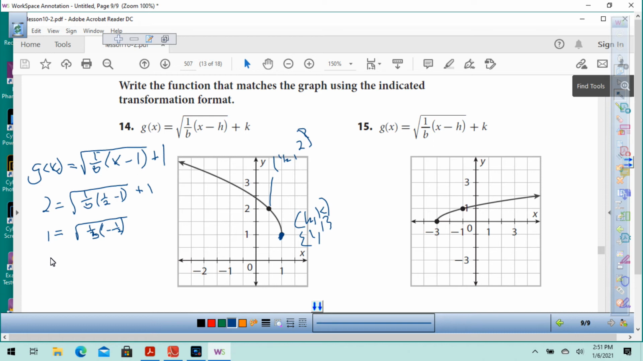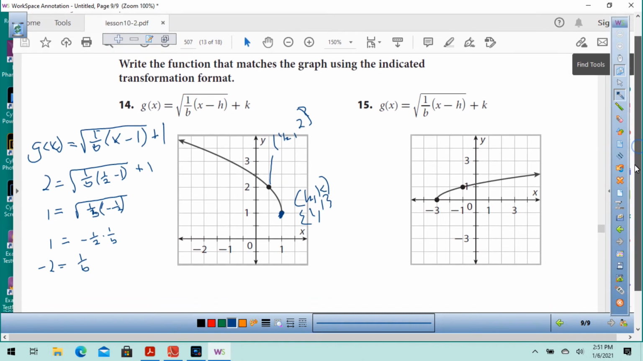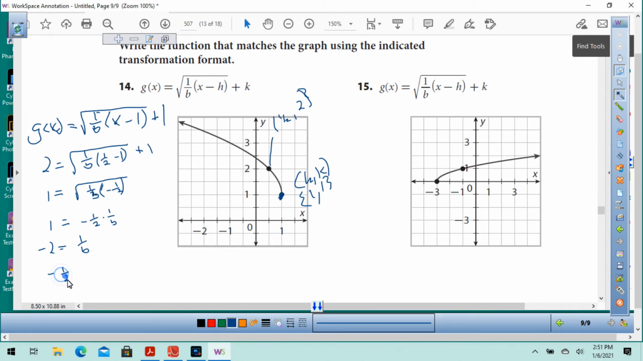We square both sides, we still get 1 equals, that's going to be -1/2 times 1 over b. Well, let's see here. If we multiply both sides by -2, we get -2 equals 1 over b. And then do a little bit of arithmetic, and we get -1/2 equals 1 over b. Okay? Well, let me show you how you do that. We multiply both sides by b, and we get -2b equals 1. And we divide both sides by b, and we get -2 equals 1 over b.